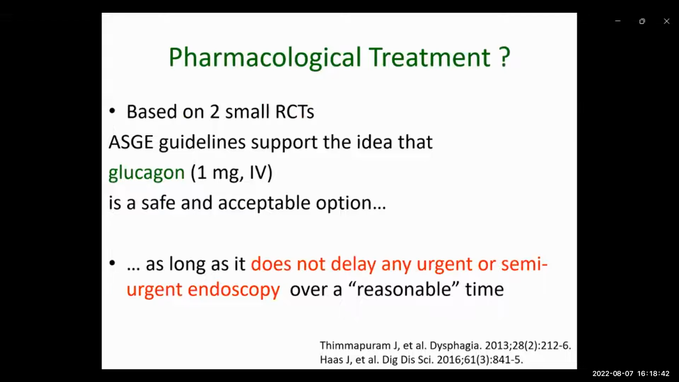While awaiting endoscopy, pharmacological treatment can be attempted. However, these treatments should not delay any urgent or semi-urgent endoscopy. There is some controversy on the efficacy of glucagon alone or in combination with benzodiazepine or nitroglycerin to ease the passage of the food bolus into the stomach. No significant efficacy of buscopan has been demonstrated yet. Overall, ASGE guidelines support the idea that glucagon is a safe and acceptable option as long as it does not delay endoscopy over a reasonable time.